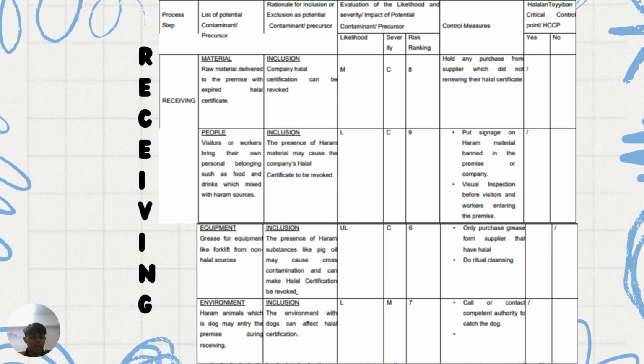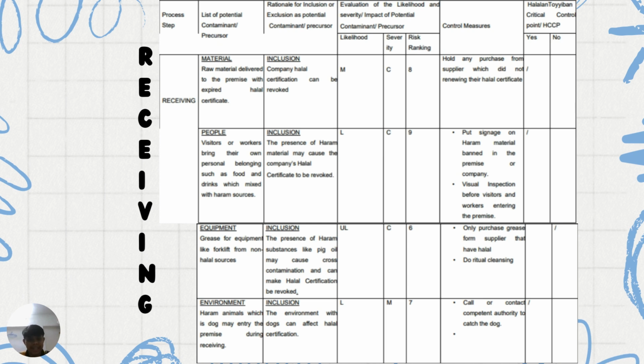So we move to our next one, which is environment. Haram animals, which is dog, may enter the premise during receiving. Why? Because when we receive the raw material, we will open our door to take the raw material inside, and there is a possibility that the dog can enter and make a mess, and we have to settle everything. So the inclusion is the environment with dogs can affect halal certification.